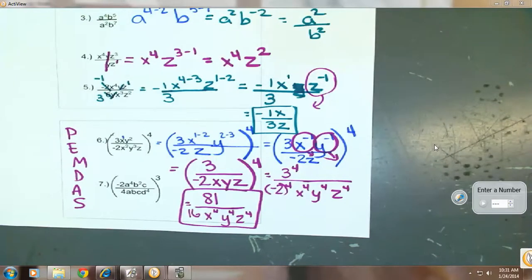So it doesn't matter. No, the rule is exponents. Exponents first, and negative 8 is on it. So you're good.